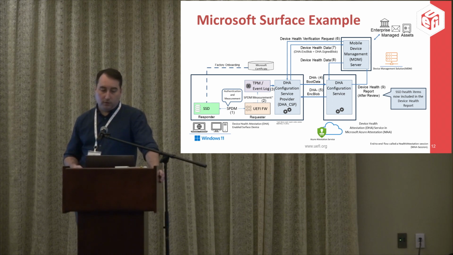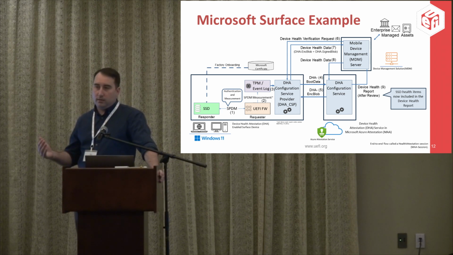It's a service that runs on the device, and it communicates to a remote service in Microsoft Azure Attestation in order to send that data in number 4, called the DHA boot data. DHA boot data is things like the TCG event log, TPM PCR values, and the TPM certificate, the stuff that the service in the cloud needs to know in order to validate that this is the trusted data from the device. It will then perform its verification and send back an encrypted blob in number 5 to the device.